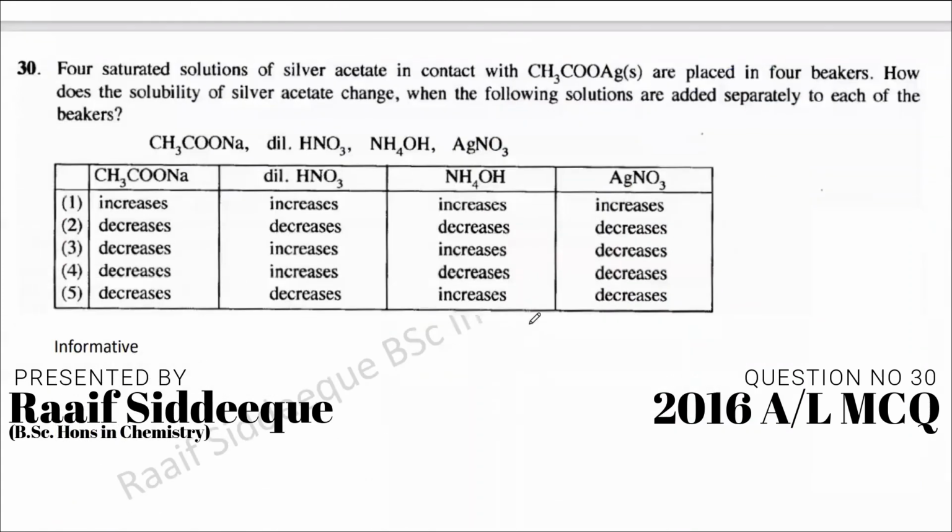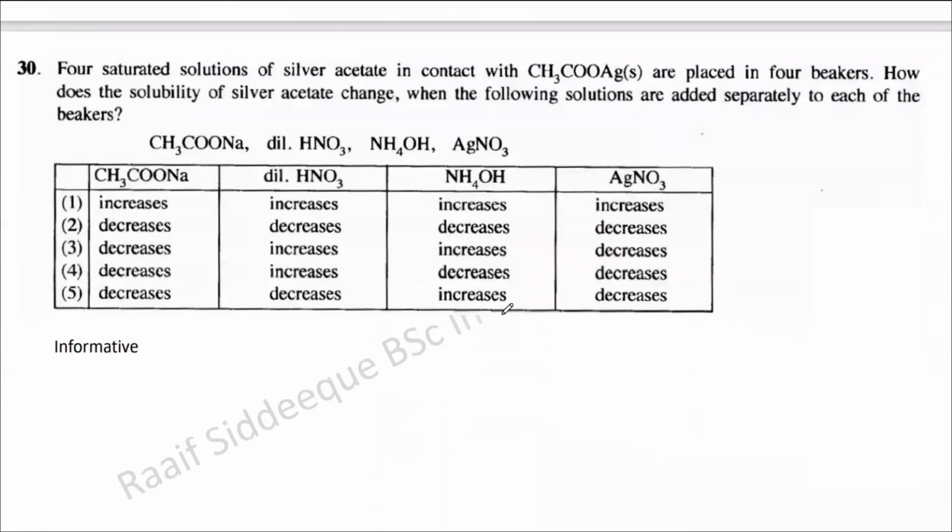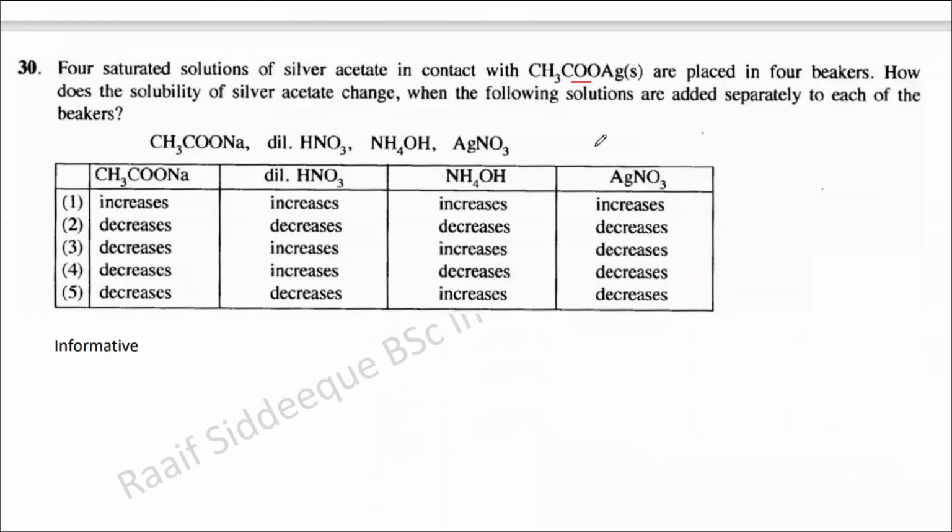Moving on, question number 30. For a saturated solution of silver acetate, so they have this silver acetate solid in a saturated solution, and they are asking how the solubility changes when the solutions are added separately to each of the beakers.